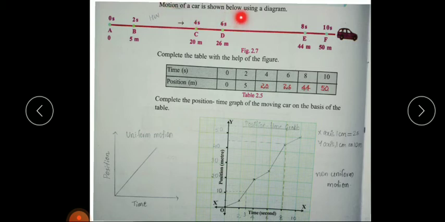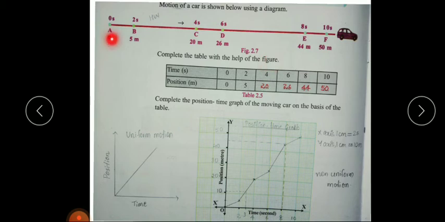So this is the question. Motion of a car is shown below using a diagram. Here you can see the position and time of a car is given at different time intervals. Complete the table with the help of the figure. So we have to complete this.